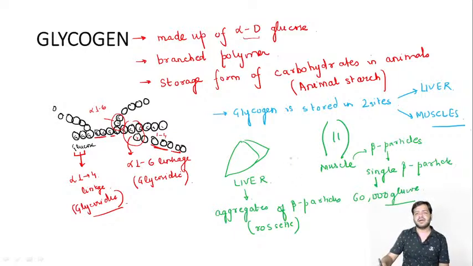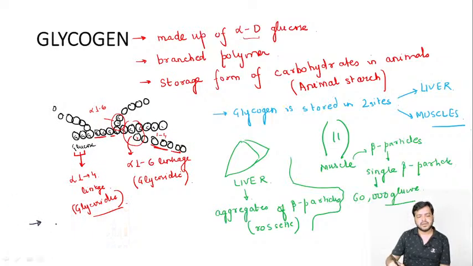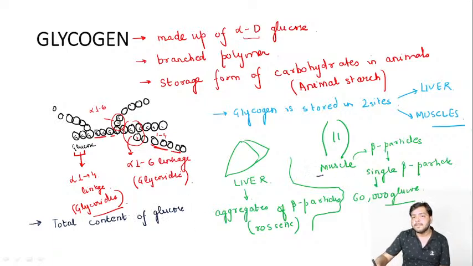A single beta particle has 60,000 glucose units, 60,000 glucose. Now remember, write down one point: the total content of glucose is basically more in the muscle. You can see that one beta particle consists of 60,000 glucose, which is not the case in the liver. So the total content of glucose is basically more in the muscle.